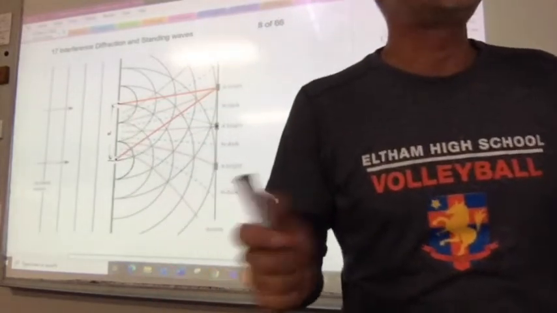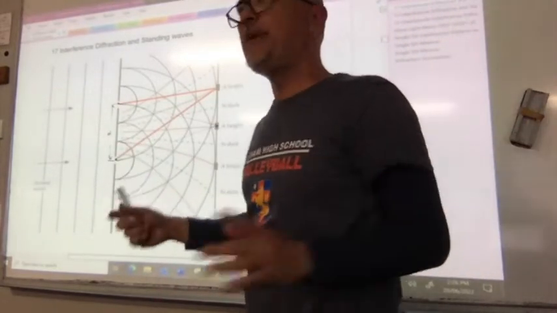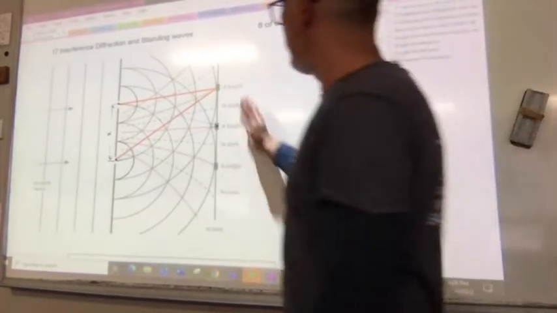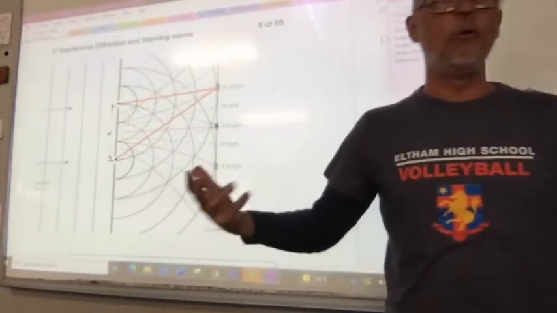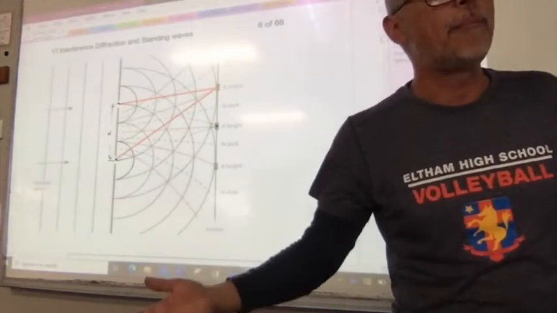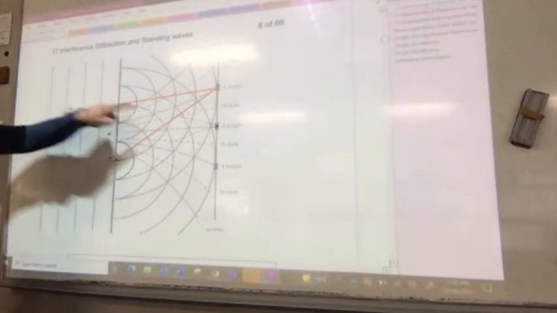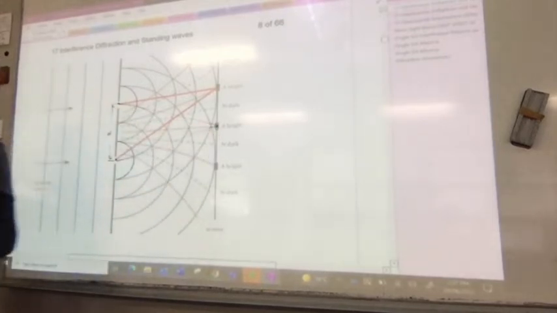Which means that the middle is always a bright band, because the path difference in the middle is always 0. It wouldn't matter if you took the screen and shifted it out here or brought it in. The path difference to the middle is always the same. So the distance between here and here has to always be the same. It's a nice, beautiful, symmetrical pattern.